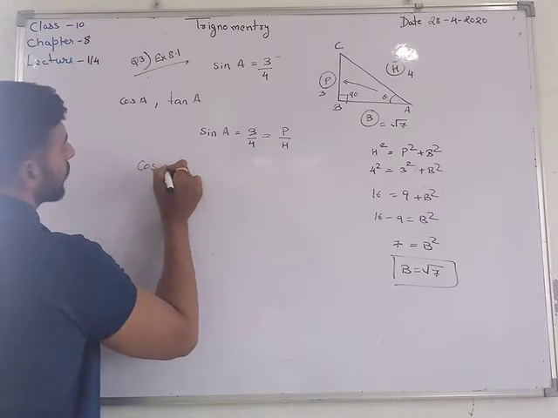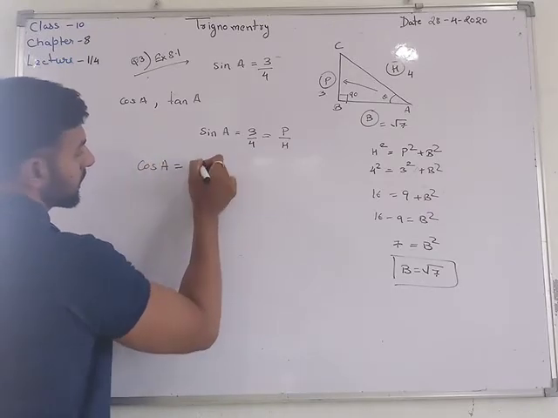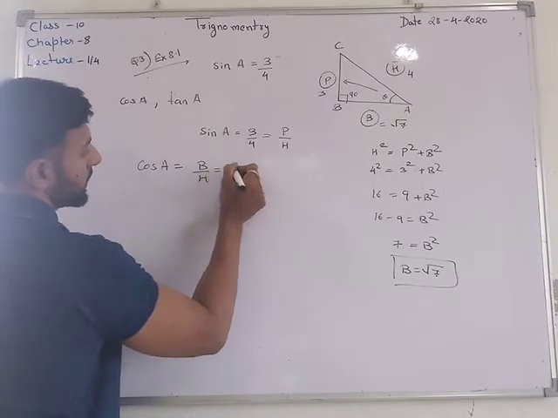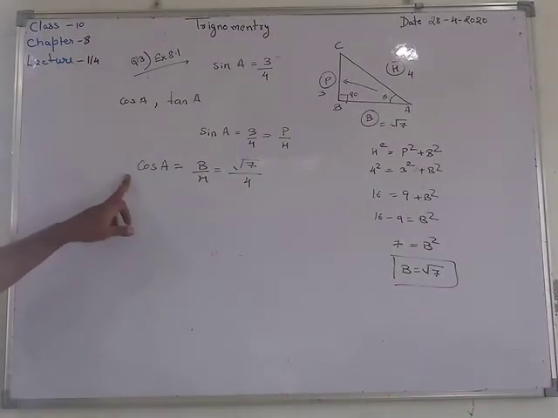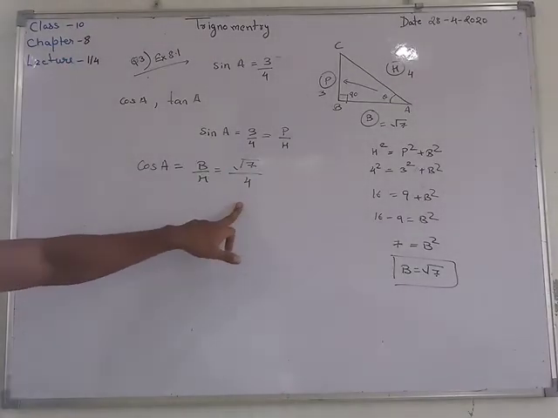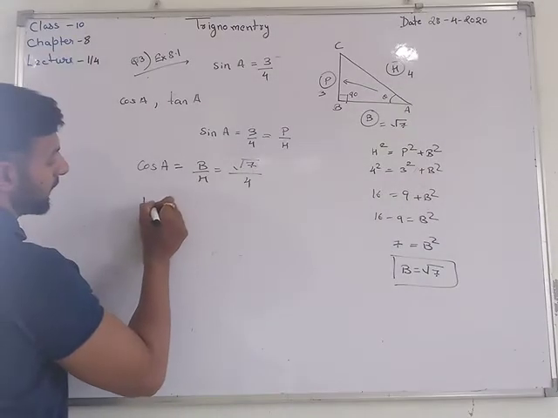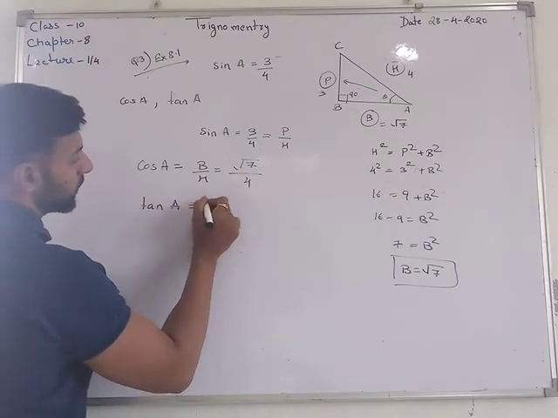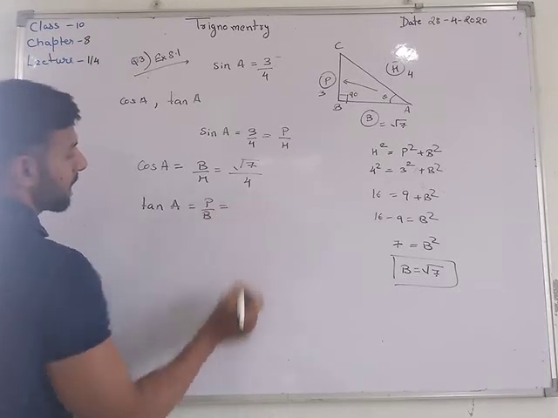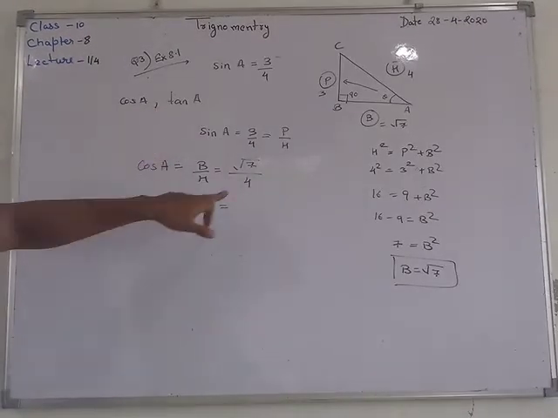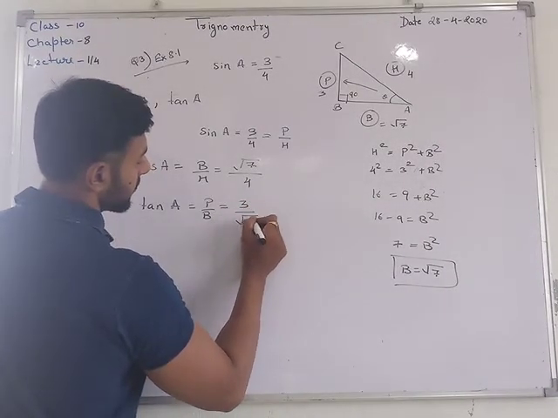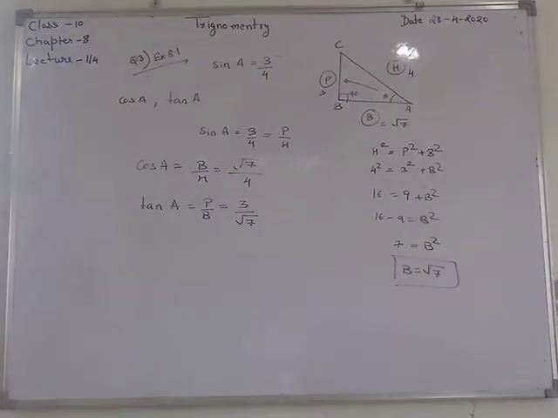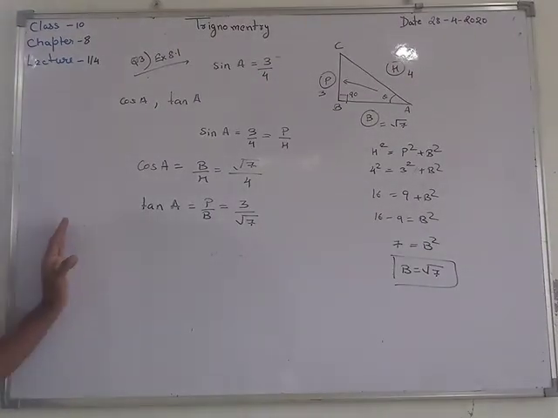First we have to identify cos A. Cos A is base upon hypotenuse. Base is root 7. Hypotenuse is 4. So the required ratio is base upon hypotenuse, root 7 by 4. Then we have to identify tan A. Tan A is equal to perpendicular upon base. Perpendicular is 3 and base is root 7. So the required ratio is 3 by root 7. In this manner we have to solve the following ratios. Let us move to the next question.